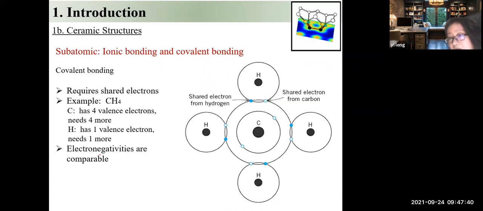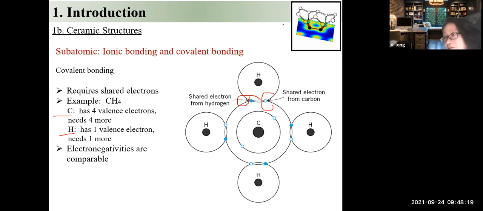Covalent is always sharing, so it requires shared electrons, like carbon and hydrogen in this case. They share electrons from hydrogen and from carbon, because carbon and hydrogen have very close electronegativity. So why do we still repeat what we learned before? Because there is a very important concept. Please write down: in ceramics, there is a mixture of covalent and ionic.